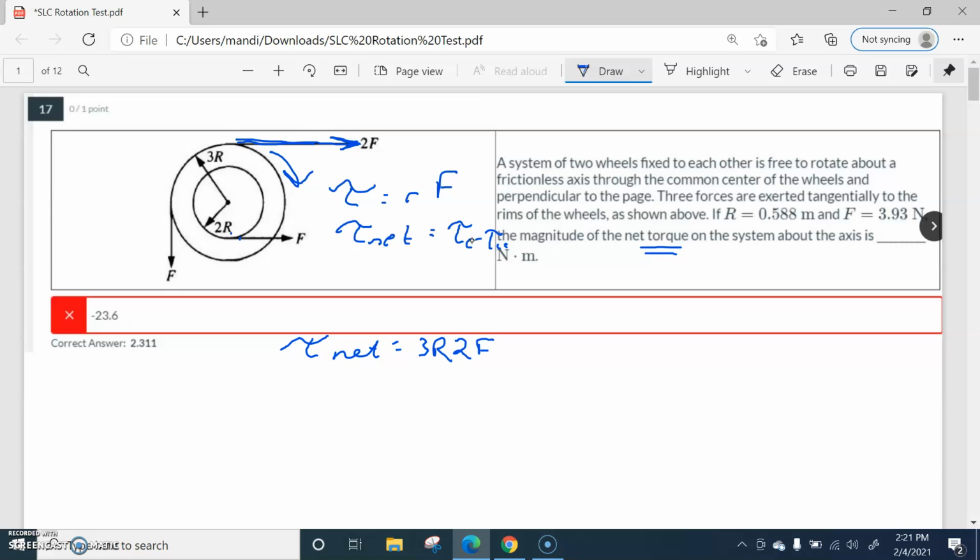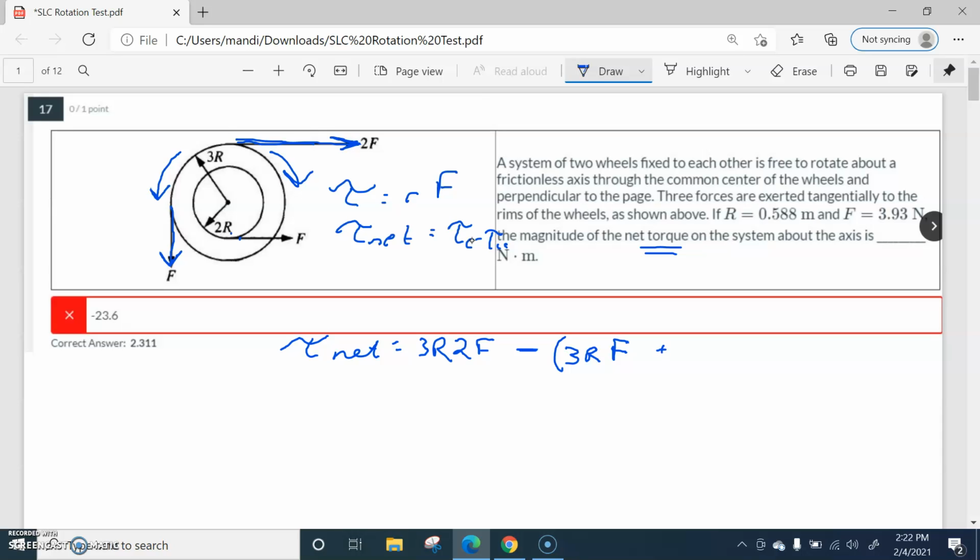And then the other two are taking us counterclockwise. So first one taking us counterclockwise is this guy. If that was the only force, we would rotate that way. So that is counterclockwise. The distance is 3r, and the force is F.